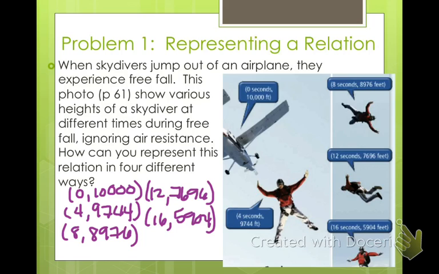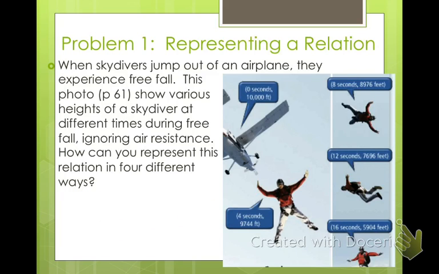Because the height at which you are depends on how many seconds you've been in free fall. If you haven't started yet, you're in the airplane, you're at 10,000 feet. The variable that changes is how fast you're falling. Alright, so that was the first way. What was the second way?